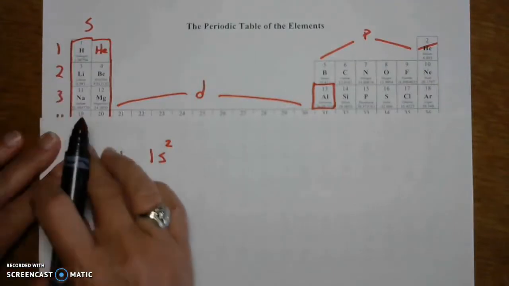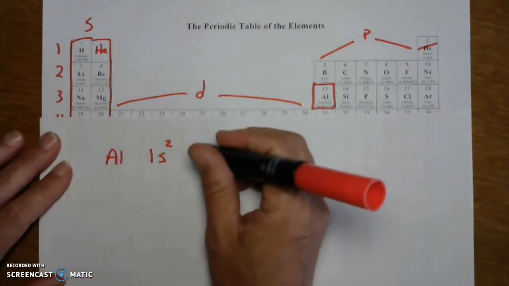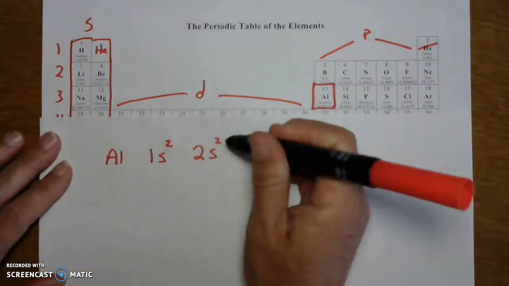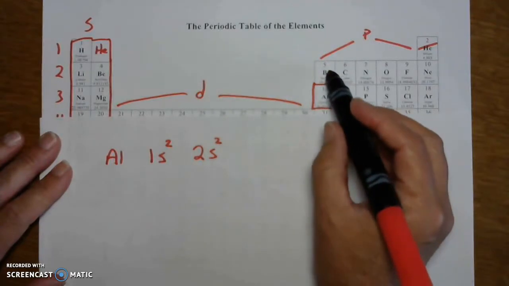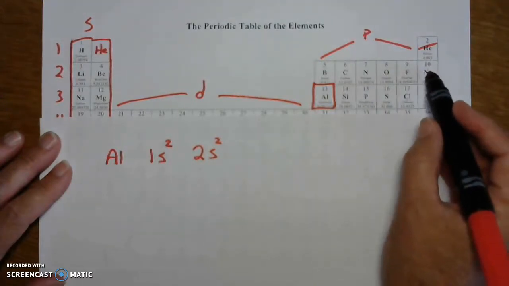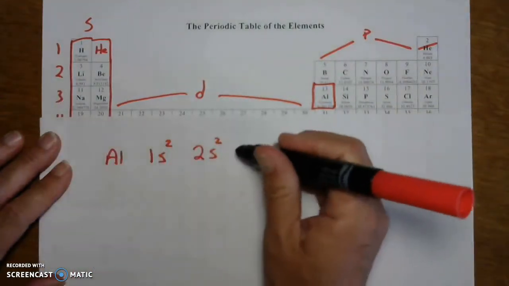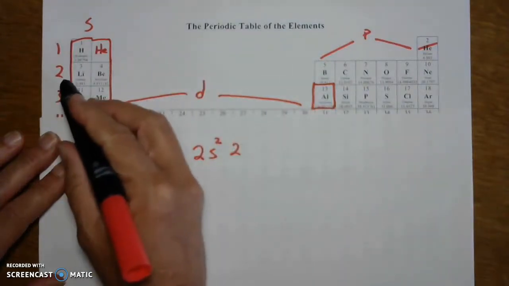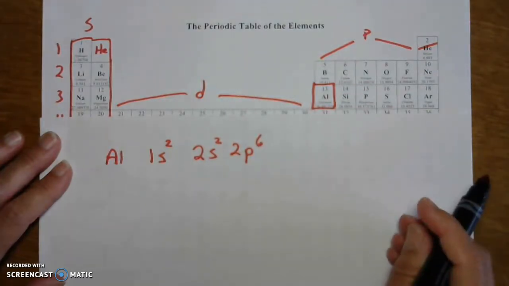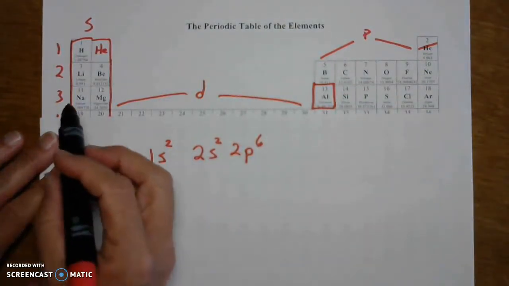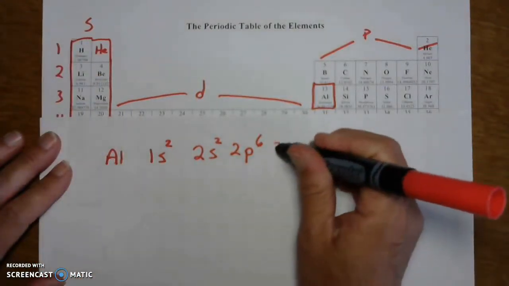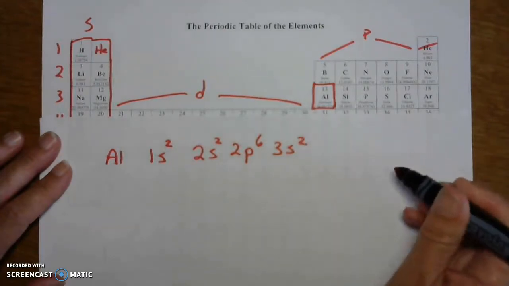Then we look at the second row, we've got 2s, we've got 2 boxes, so it's a 2. And we come over here, this is a P, 1, 2, 3, 4, 5, 6. So we have a 2p, and there are 6 boxes. So now we're on the third row. We have 3s, and there are 2 boxes, so we've got 3s2.